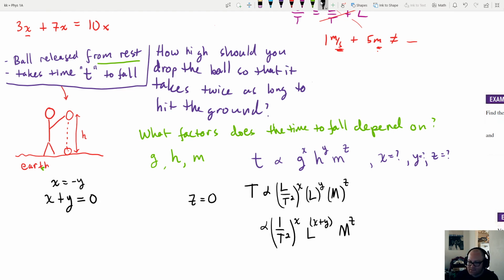So that's the answer. Basically, since you have time on the left-hand side, L raised to the x plus y has to be a 0. And this has to be a 0. Right? Or else you'll be left with lengths, and we only need time, right? So there's one thing left, and this is the one we can figure out exactly. What does the power of x need to be in order to make sure you get time over here?